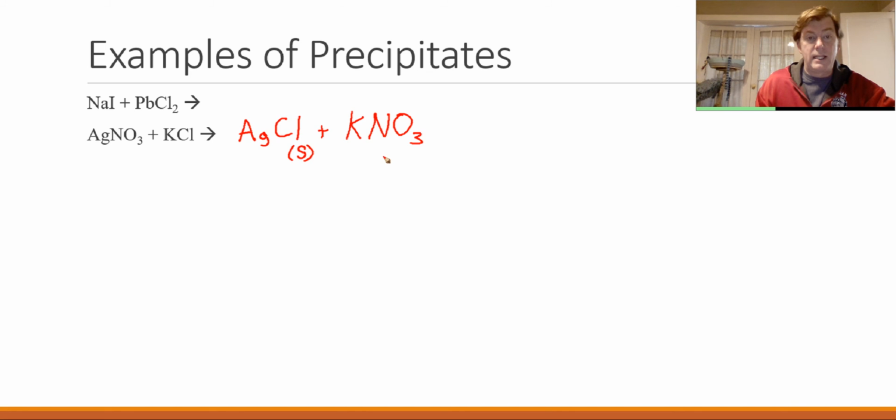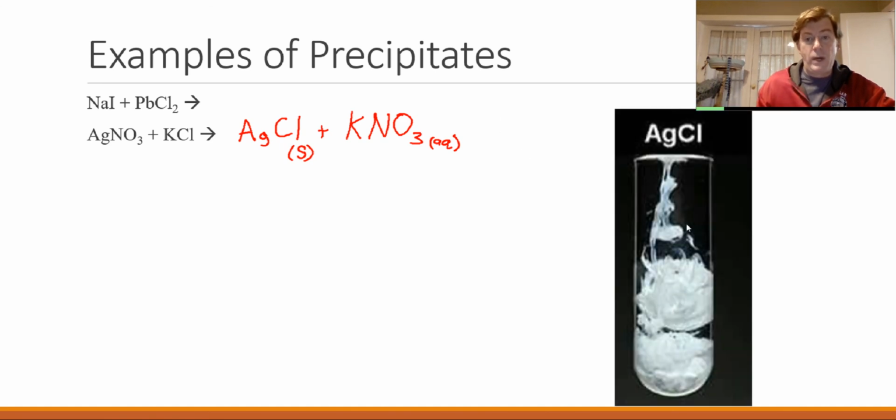This makes a solid. Potassium nitrate. Hey, potassium is an alkali metal. That is always soluble. Hey, nitrate is also always soluble. So we know for sure that that's going to be aqueous. So when we combine these two and we make a white precipitate out of the combination, we're like, that has to be silver chloride.